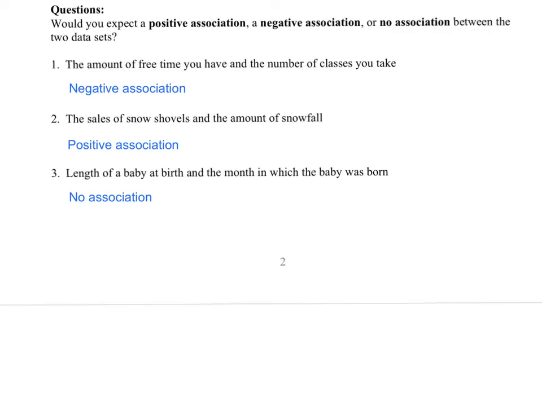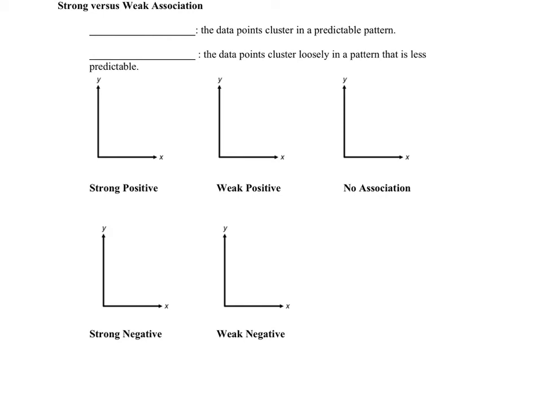Now let's look at strong versus weak associations. We can also analyze scatter plots with a strong versus weak association. A strong association indicates that the data points cluster in a predictable pattern. A weak association is when the data points cluster loosely in a pattern that is less predictable.